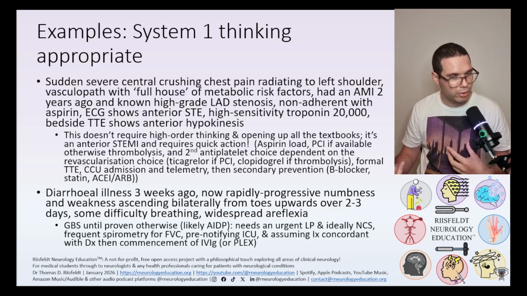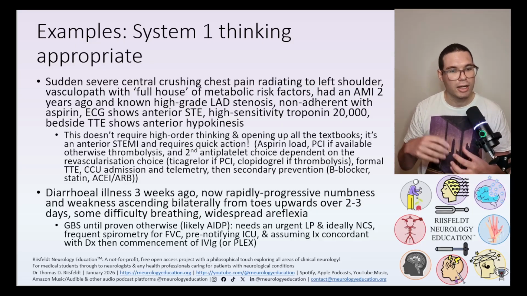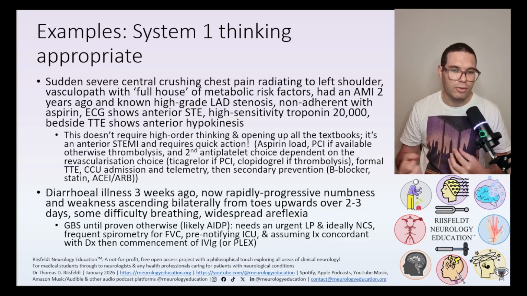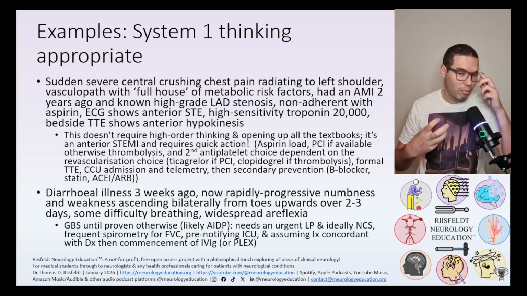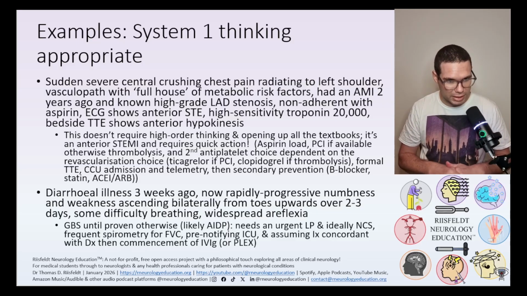They get a formal transthoracic echocardiogram, telemetry. Then you turn to secondary prevention. So you add in your beta blocker, you add in your statin, you add in your ACE inhibitor or your angiotensin receptor blocker, lifestyle intervention, etc. So this is a case in medicine outside of neurology where system 1 thinking is entirely appropriate.